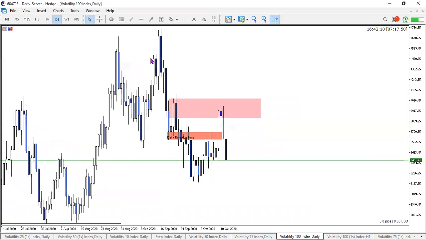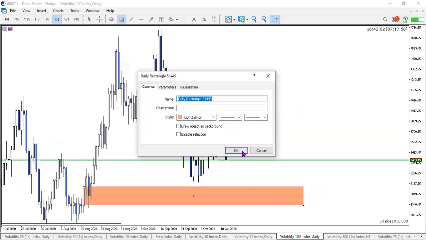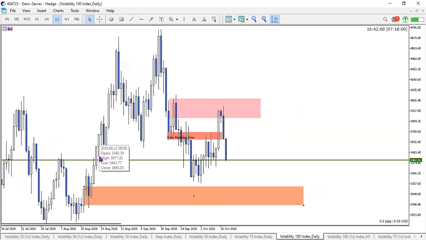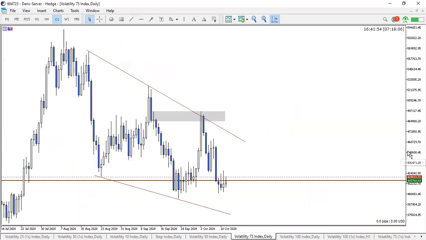So what we can be targeting is, like I said, this zone in here that I initially had drawn in. That's what I would be targeting if I were to get in on any sells at this point, right? Let's move on to volatility 75.